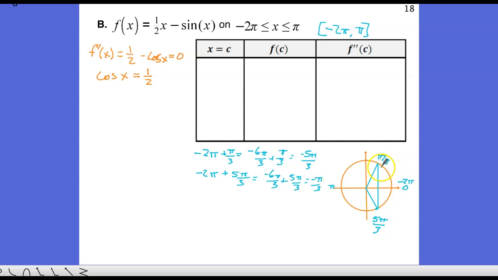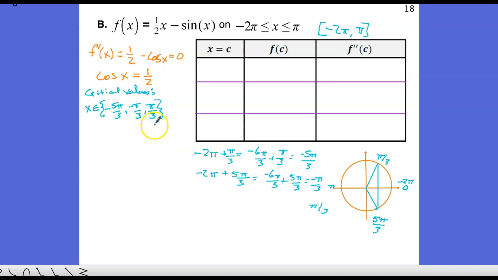So if I go around one more time, I pick up positive pi over 3. So I have three critical values. Critical values, we'll say x is an element of the set containing negative 5 pi over 3, negative pi over 3, and pi over 3. With three critical values, we'll divide our table up into three different sections, and let's put those critical values in. Negative 5 pi over 3, negative pi over 3, and pi over 3.